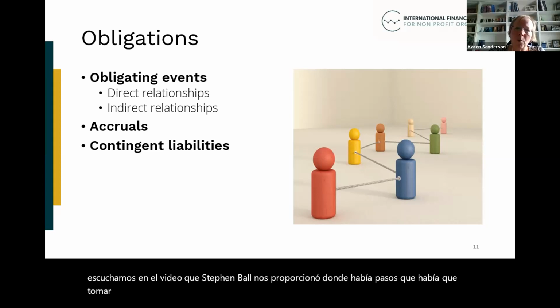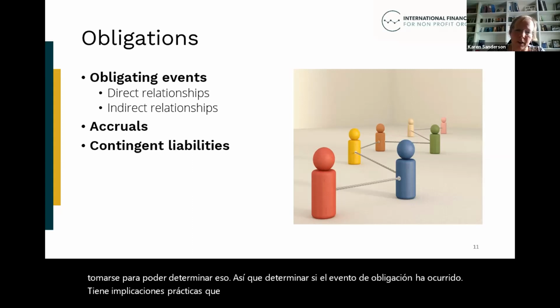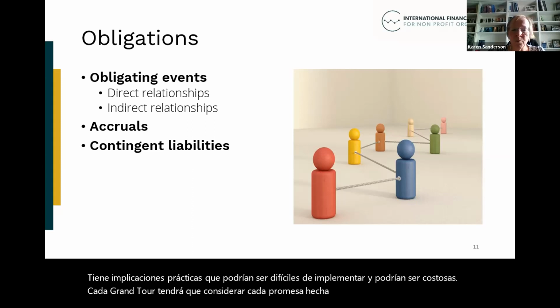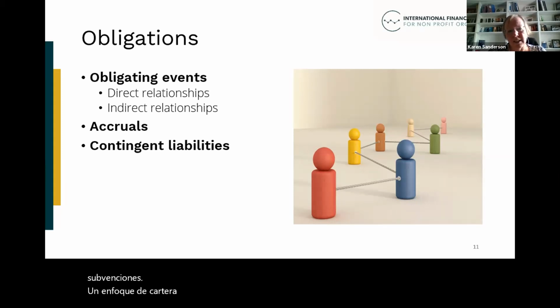So determining whether an obligating event has occurred has practical implications, which could be difficult to implement and could be costly. Each grantor will need to consider each promise made to grant recipients separately. And this could be onerous if a grantor has made many grants. A portfolio approach to these grants might be possible in some instances.